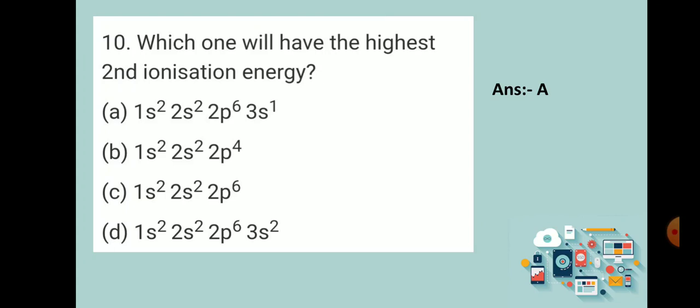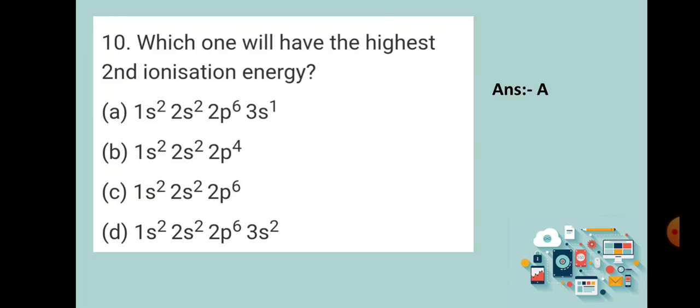In option B, 1s2, 2s2, 2p4, the first ionization enthalpy will result in the electronic configuration 1s2, 2s2, 2p3, and the second ionization enthalpy will result in the electronic configuration 1s2, 2s2, 2p2. This will not affect the stable noble gas electronic configuration, that is 1s2, so it requires a lower amount of energy for removing 2 electrons from the given electronic configuration.